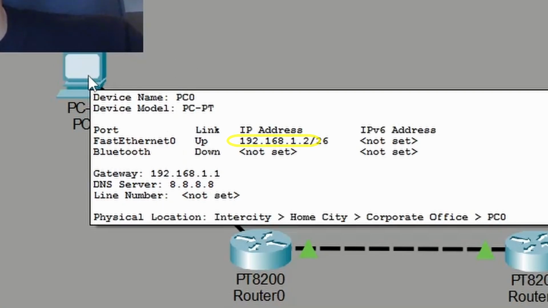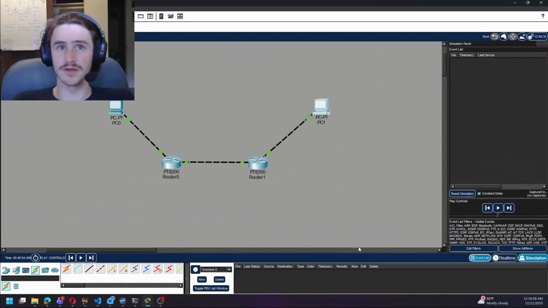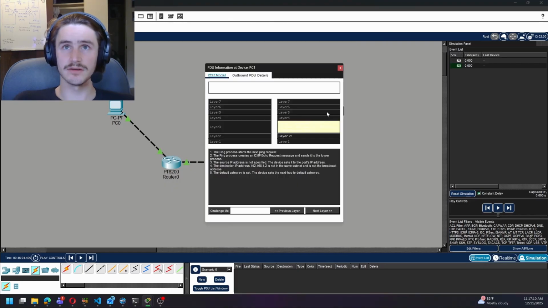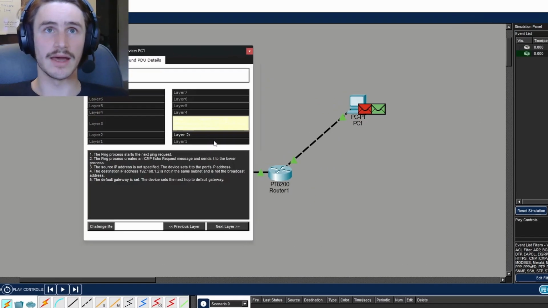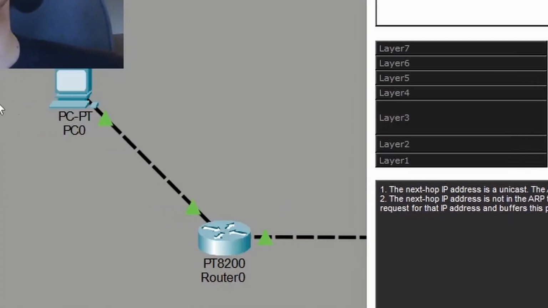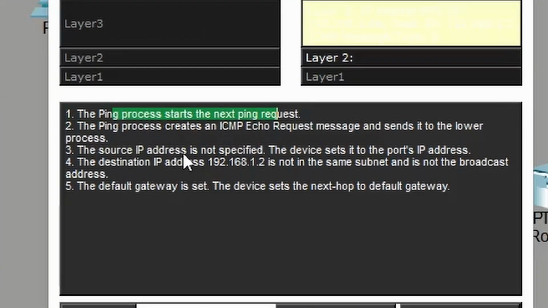We can see. Yep. And we are going to run this in simulation mode so that we can just see it step by step. So we can see that we've got an outgoing packet here. IP, the source is 192.168.1.66. That's PC1. Destination 192.168.1.2, which is this PC over here. We can see that the ping process starts. The destination IP is 192.168.1.2.